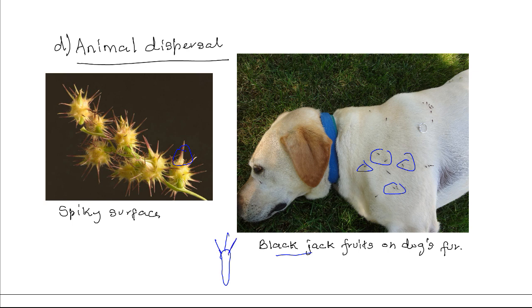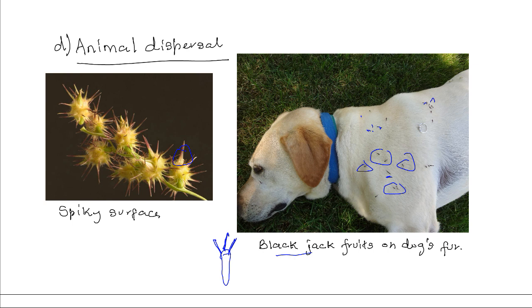The style persists and forms hooks. It is these hooks that adhere to or attach the fruit onto the body of animals. So like in this case, we have the individual, there's so many blackjack fruits that have stuck onto the fur of the dog. And as the dog moves along, eventually they're going to fall off, and thereby dispersing the fruit that contains the seed inside.